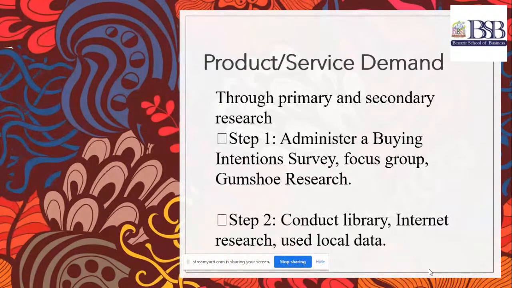Not only there do you see the customers, but you also observe where these potential customers go other than the toy stores. They are actually in the Montessoris. They are actually in the daycares. Visit there, observe them. How do they consume the product? This is how gumshoe research is actually conducted.